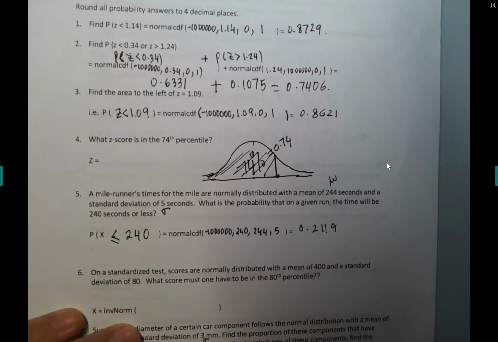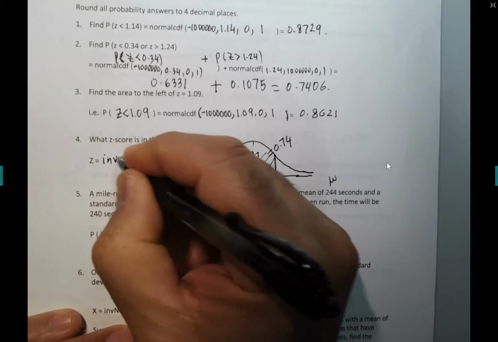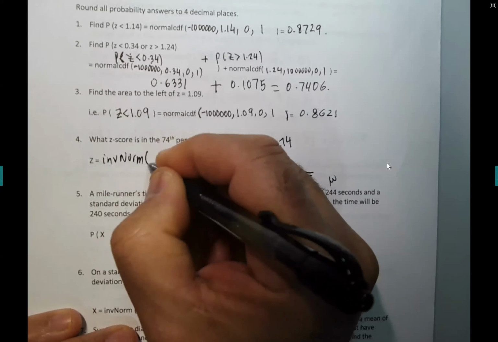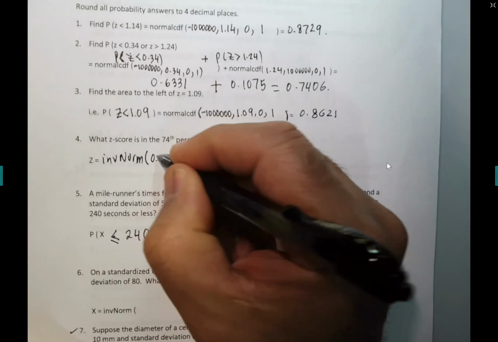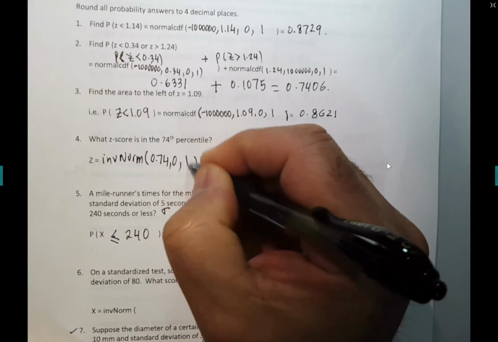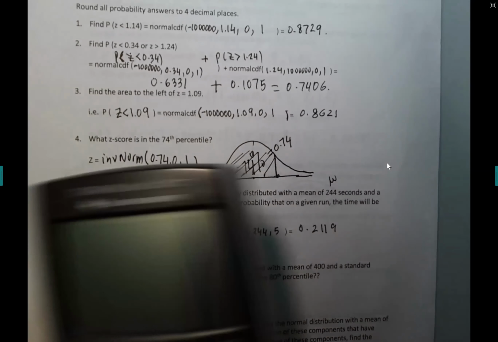So to find z, it's inverse norm. It's going to be positive. And if you ask me why positive, because that's more than 50%. Any area that is more than 50% will lead to a positive z-score. You put 0.74 here, and you put 0, and you put 1. Let's do it together.